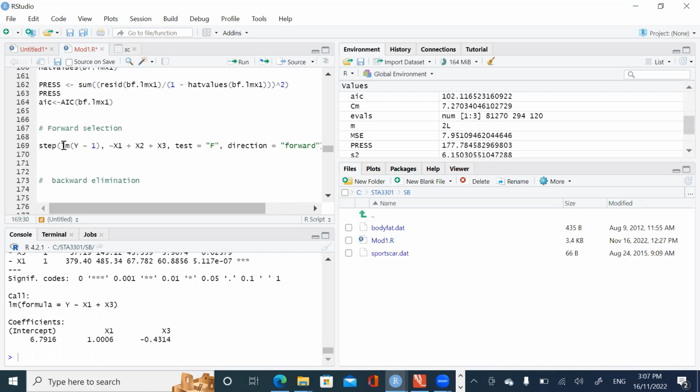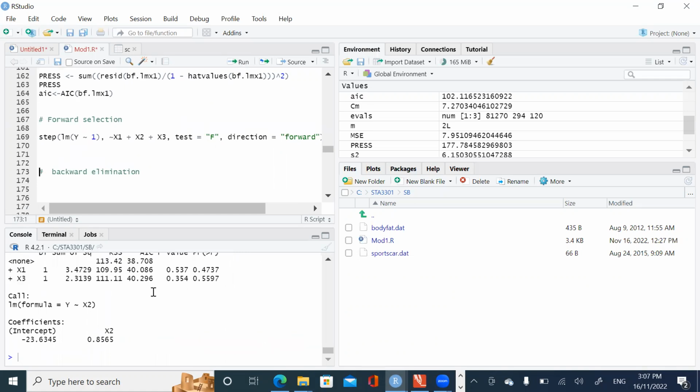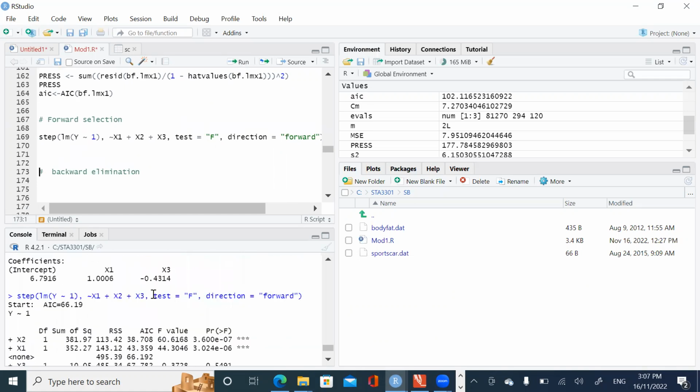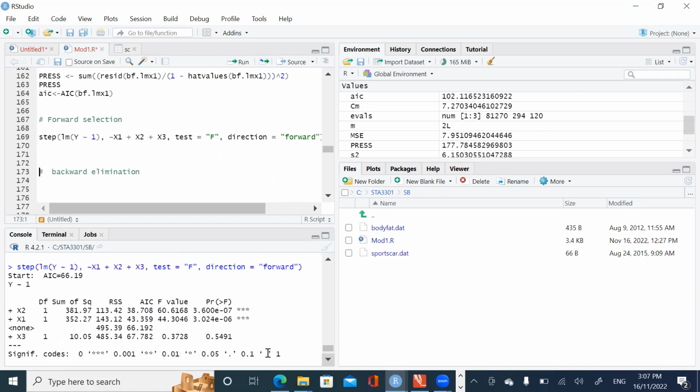If we run that step, forward selection will start with the intercept model, and then the other variables are available to include. Let's look at how it works. This is the forward selection. Look here, it starts with only the intercept model, Y1.